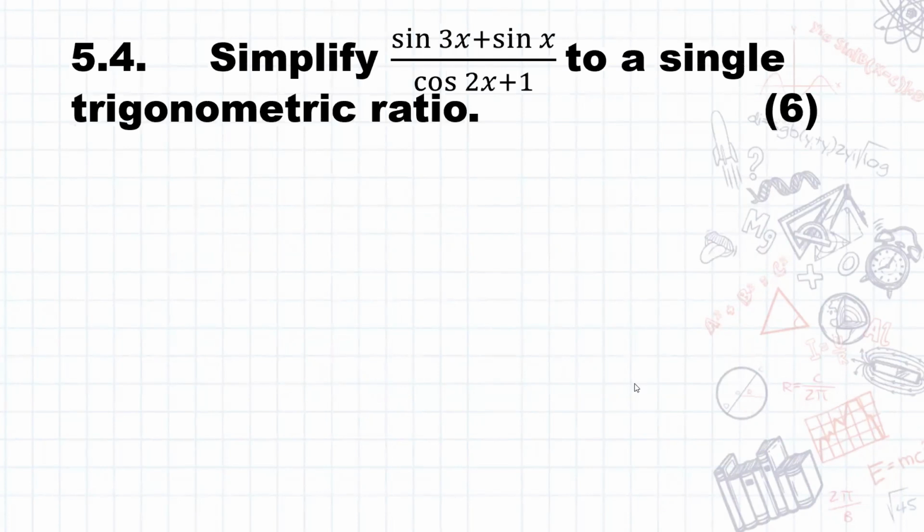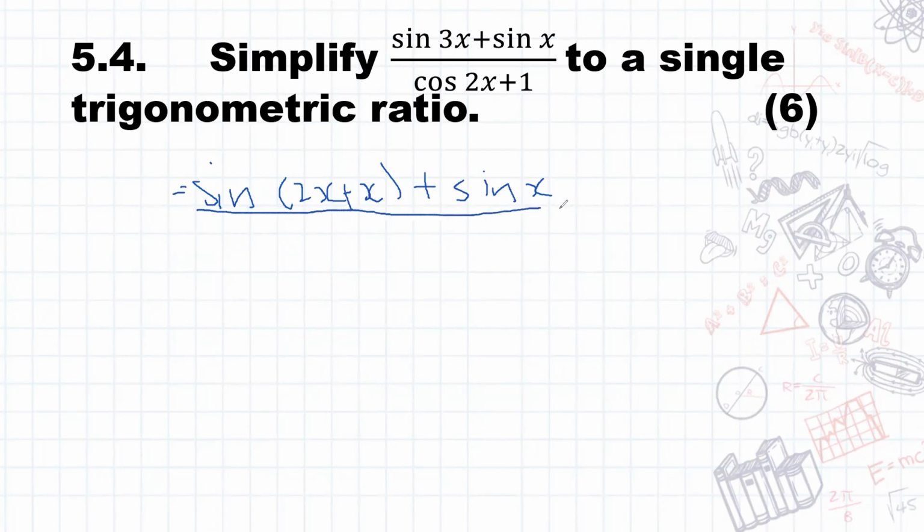The final question says, simplify sine 3x plus sine x over cos 2x plus 1 to a single trigonometric ratio. So again, this is just about knowing our theory. Sine 3x we can break down into sine of 2x plus x, right? Plus sine x, over, and then that's just cos 2x plus 1. So this one we'll use as a compound angle.